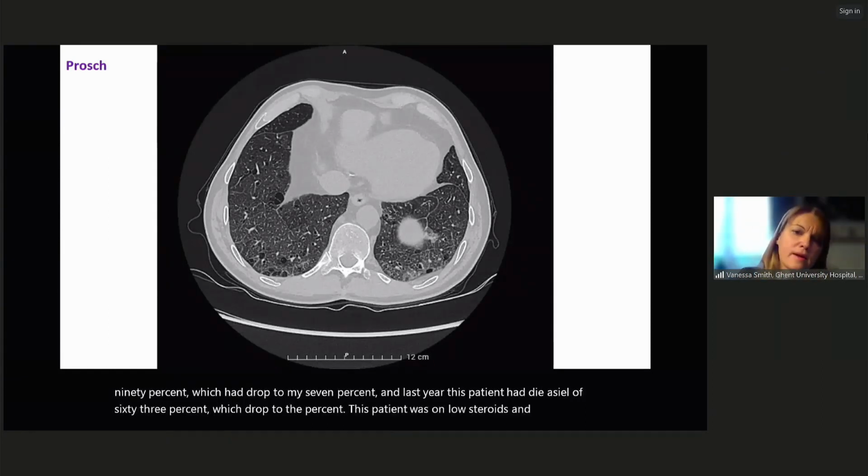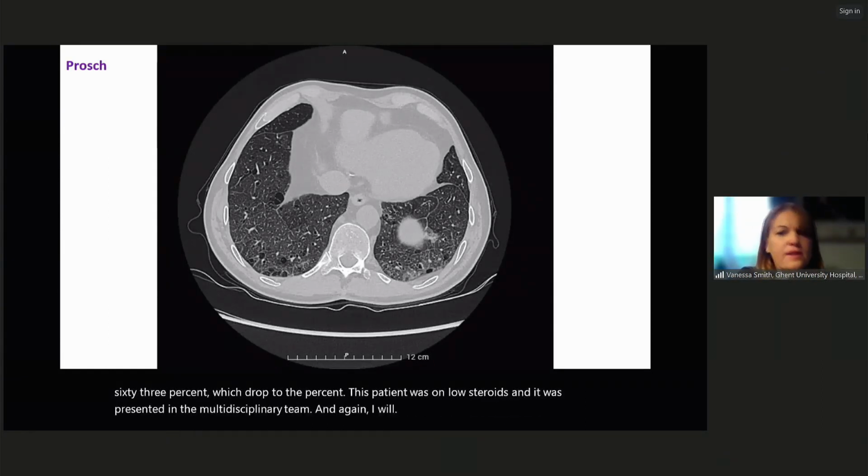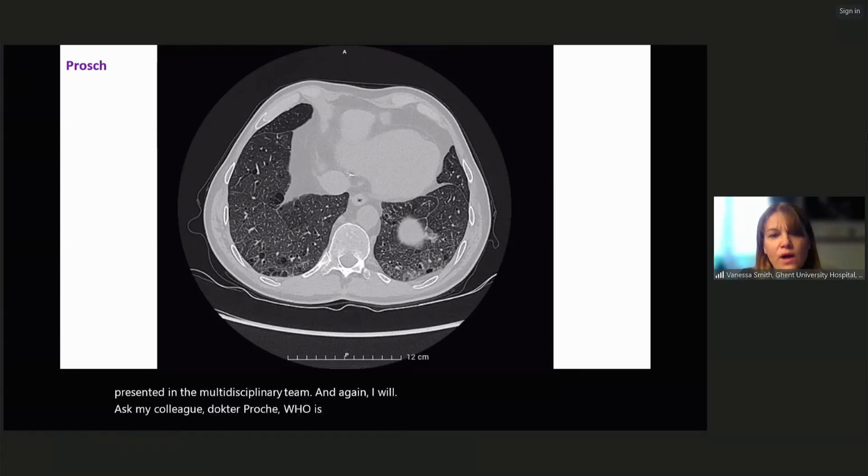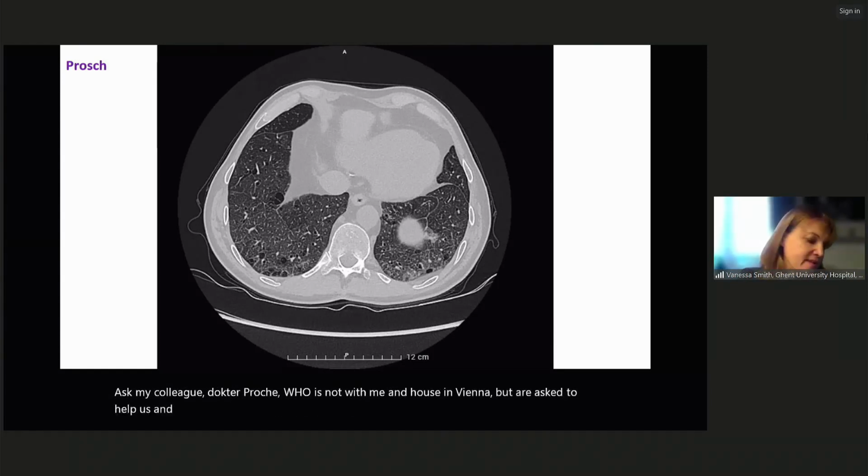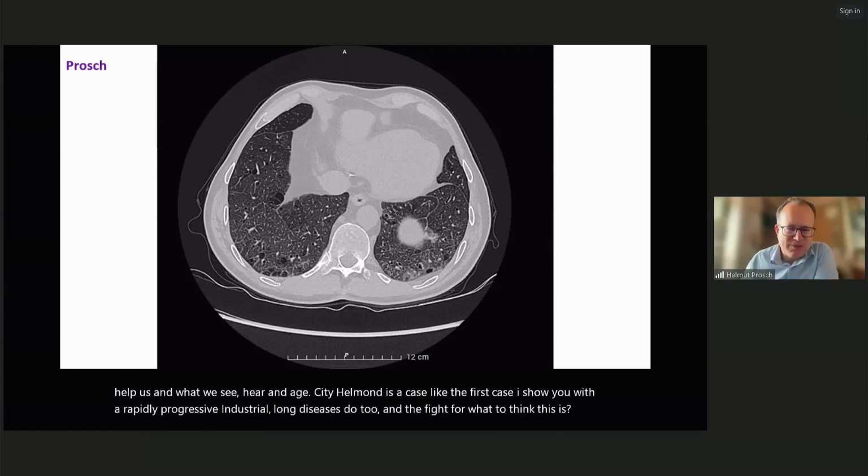And again, I will ask my colleague, Dr. Prosch, who is not with me and who's in Vienna, to help us on what we see here on HRCT. Helmut, is this a case like the first case I showed you with a rapidly progressive interstitial lung disease due to an MDA5, or what do you think this is? This looks different. A very interesting case.